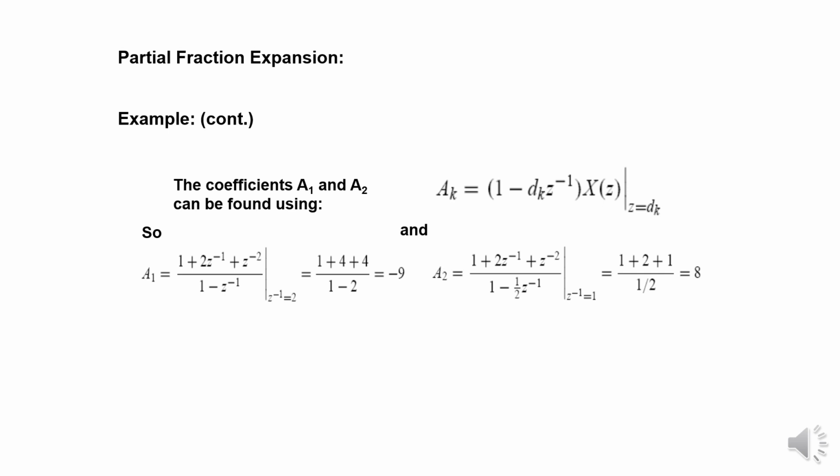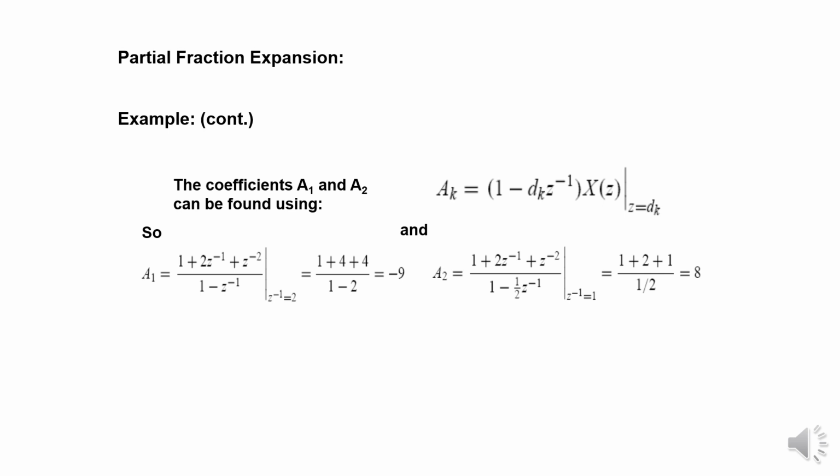When you multiply it with 1 minus 1 over 2 z to the power minus 1, what is left is 1 plus 2z to the power minus 1 plus z to the power minus 2 divided by 1 minus z to the power minus 1. Then what you have to substitute is z to the power minus 1 equal to 2. That value you get when you equate 1 minus 1 over 2 z to the power minus 1 to 0, which gives z to the power minus 1 equal to 2.